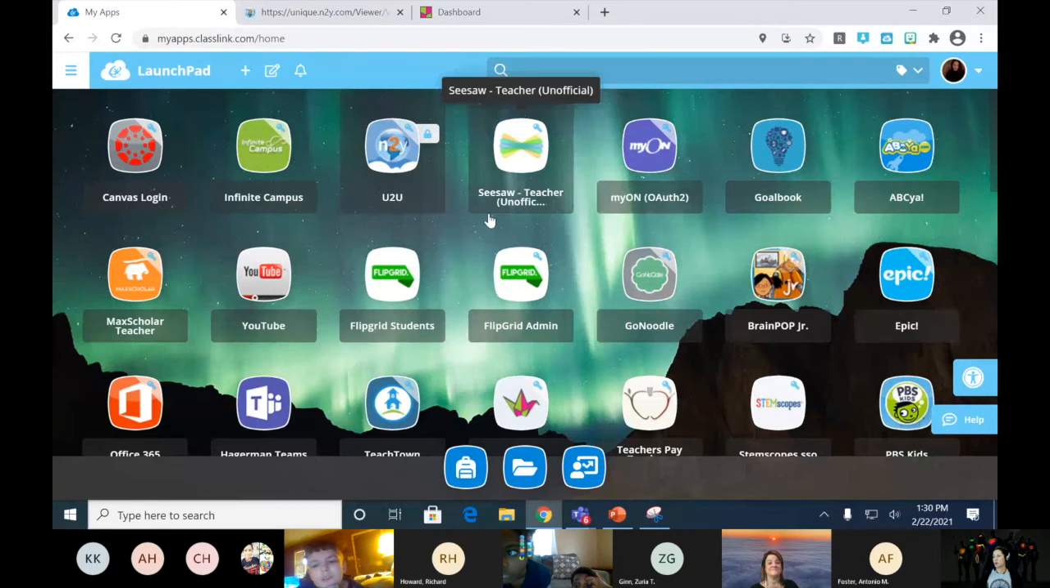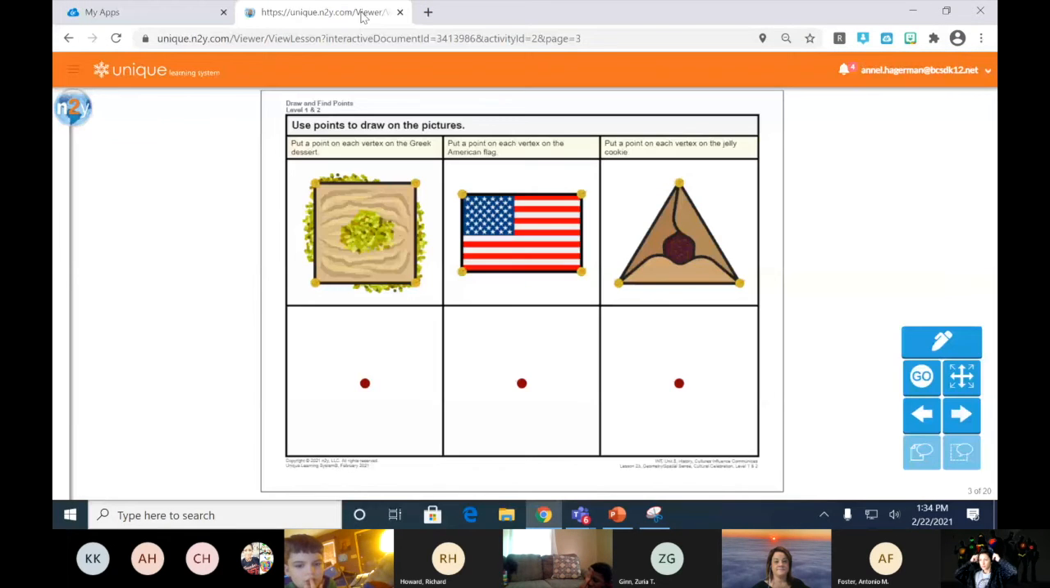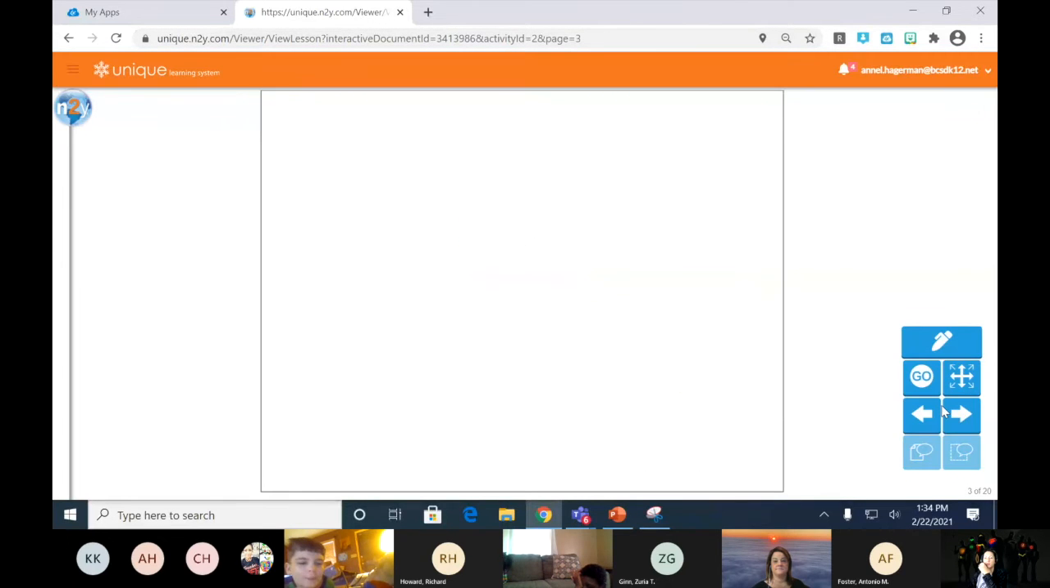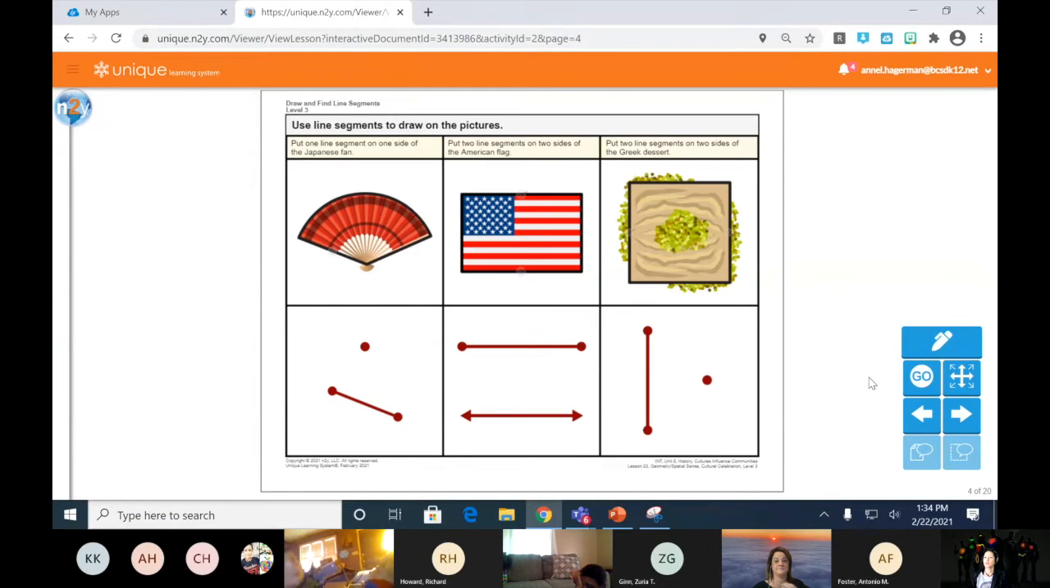All right, let's review our lines and angles. All right, let's look at the next one. So this one says use line segments to draw on the pictures. Put 1 line segment on one side of the Japanese fan. So here's a line segment. So I'm going to put it on one side, okay? So a line segment stops. It stops here and it stops there. It doesn't have an arrow that keeps going.